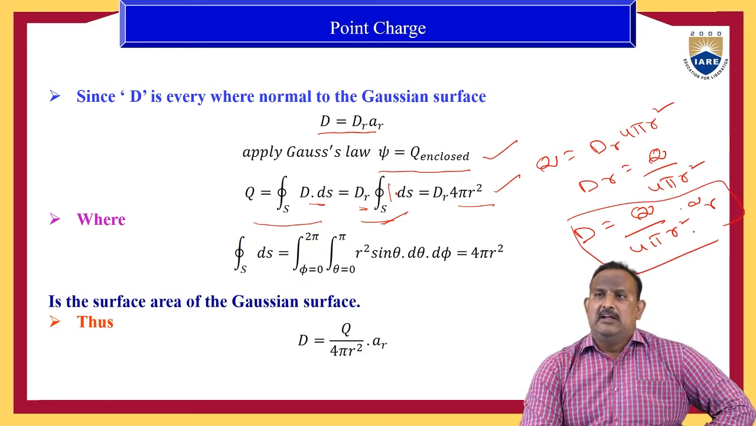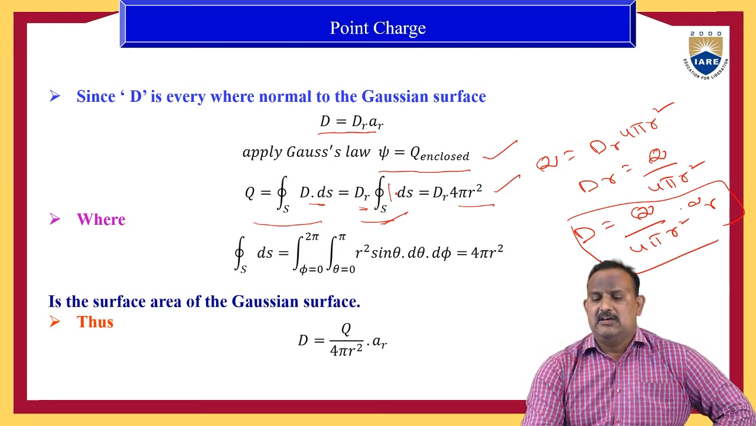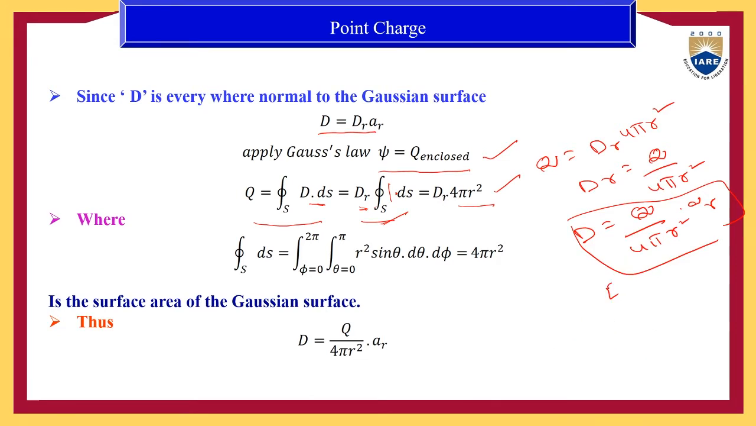The same electric flux density we can find by using the ordinary expressions. Or if you find the electric field intensity, E is equal to Q by 4 pi epsilon naught r square into AR.